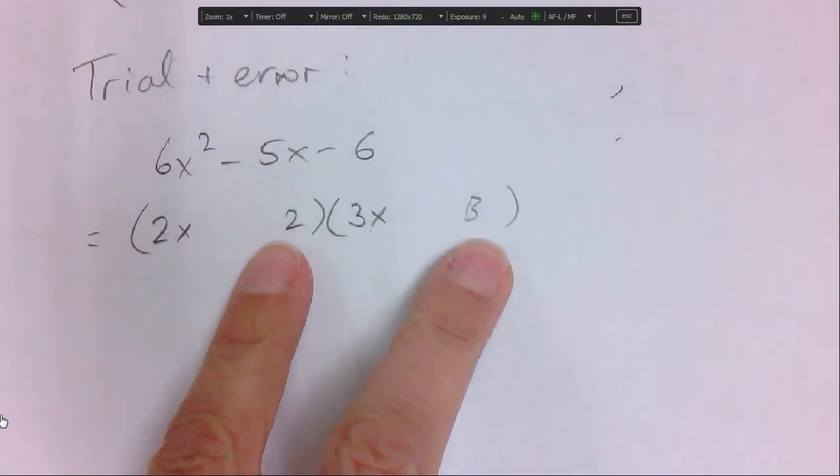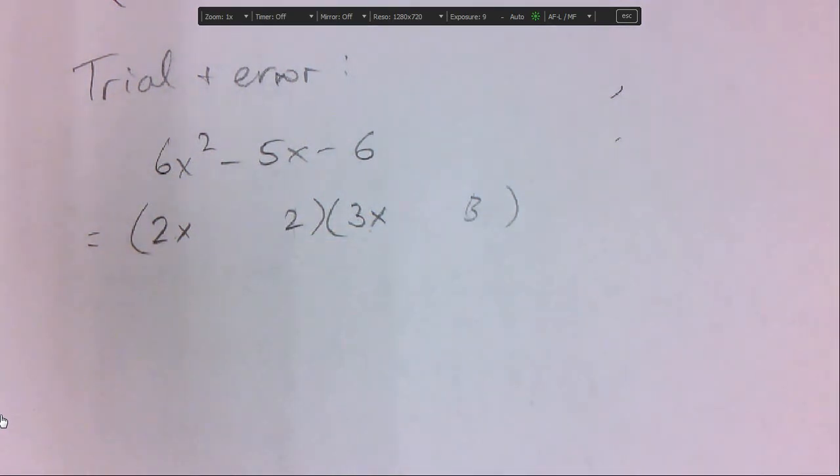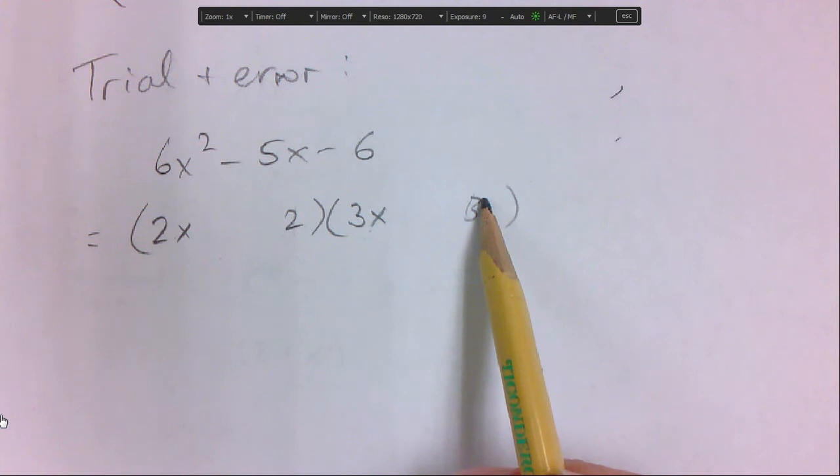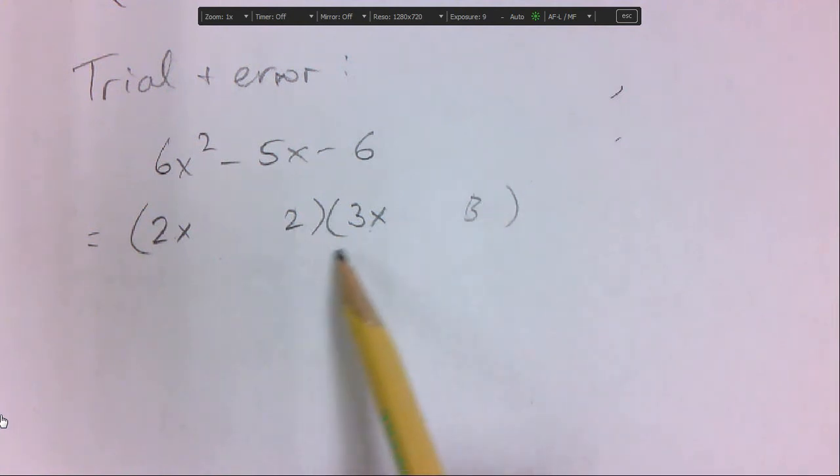Okay, so we know the last term will work, the first term will work. We're checking the middle terms. So 2x times 3 is 6x, and 2 times 3x again is 6x. So 6x and 6x will not make negative 5.